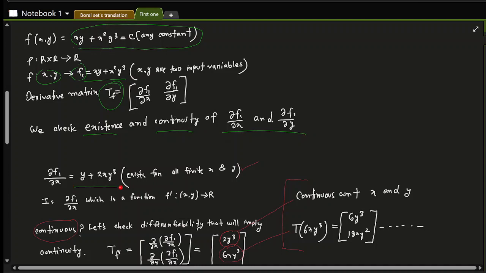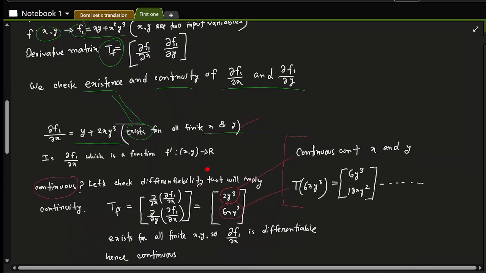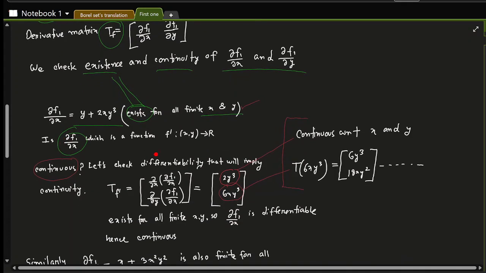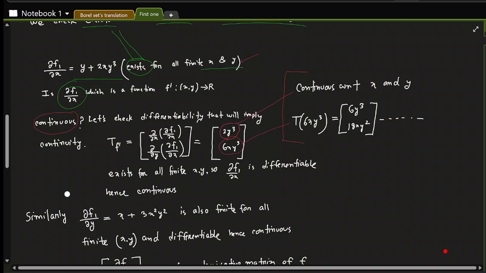This is the expression of the partial derivatives with respect to x, which exists for all finite values of x and y, which implies its existence. Now to check the continuity of this function, we will see if it's differentiable or not. But now to check this function's differentiability, we need to go over the same process again. That means we need to check these partial derivatives, continuity and existence all over again.